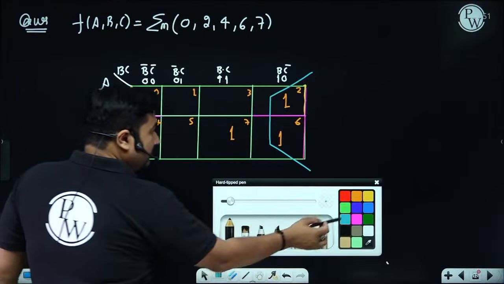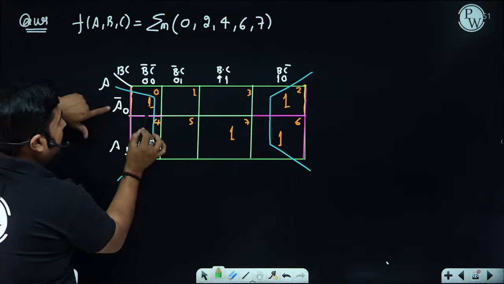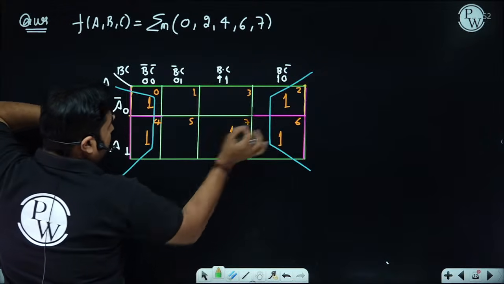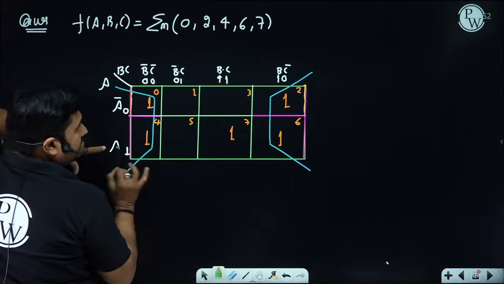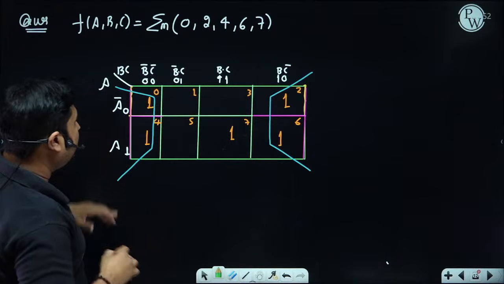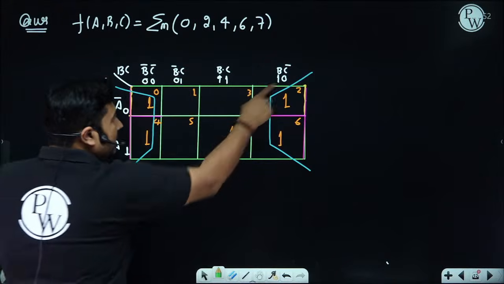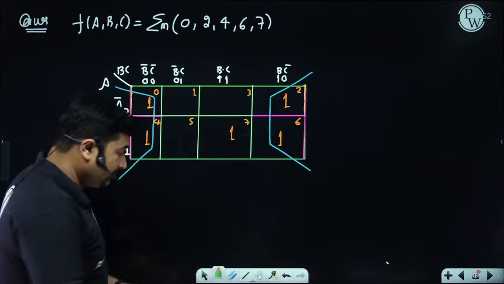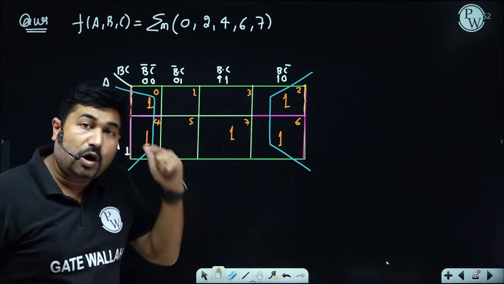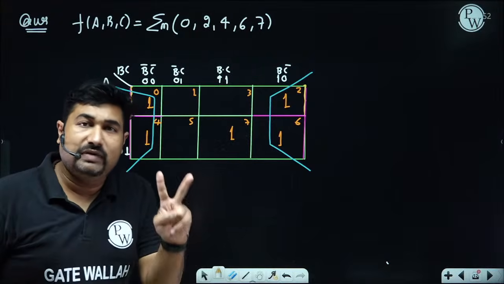If you observe what is in this minterm, A bar, B bar, C bar. In this, A bar, B, C bar. In this, A, B bar, C bar. In this, A, B, C bar. So you can observe here that C bar is common in all of the minterms, and a quad eliminates 2 variables.